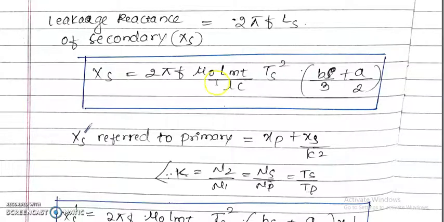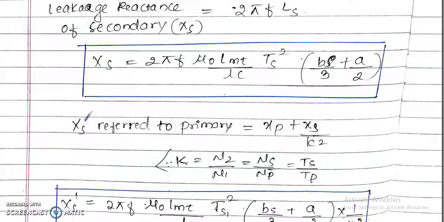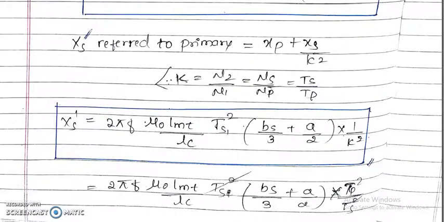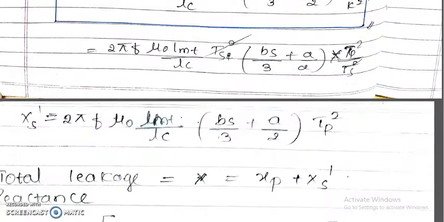So how to calculate that? XS dash is the value referred to primary, XS by K square. You know what K is here? K is the turns ratio, N2 by N1. Substitute all the values. N2 by N1 is nothing but TS by TP, secondary turns by primary turns. So if you substitute here, you will get XS dash.